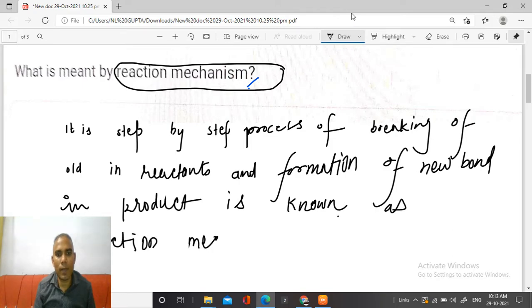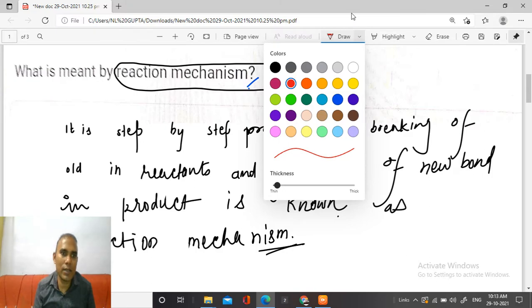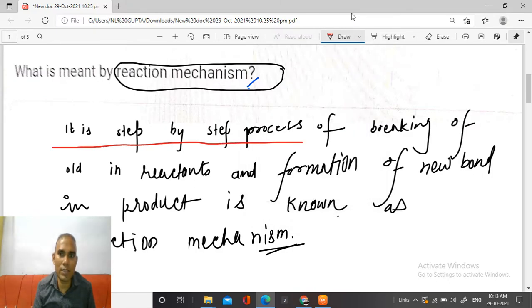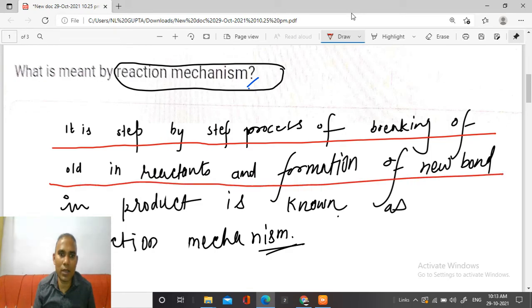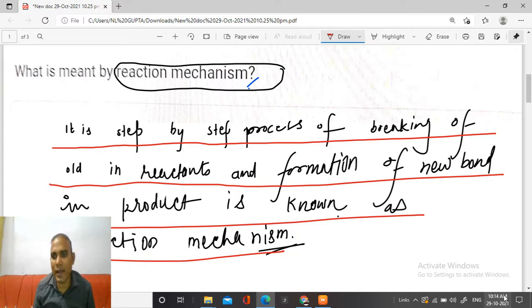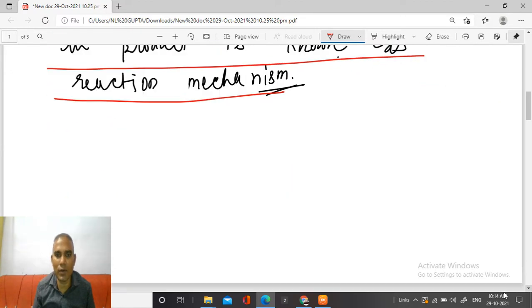Now, if you talk about the reaction mechanism, we have to see how the bond is getting broken. It is the step by step process of breaking of old bond in reactant and formation of new bond in product that is known as reaction mechanism. Let us try to understand this with the help of an example, students.